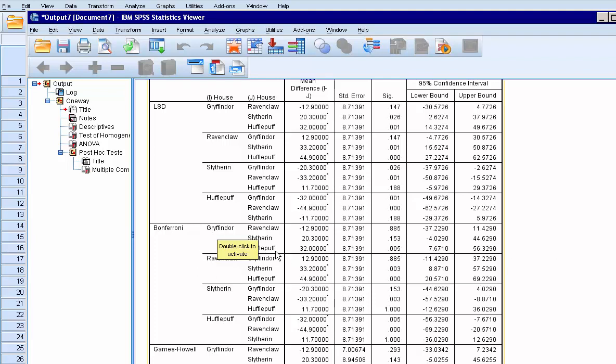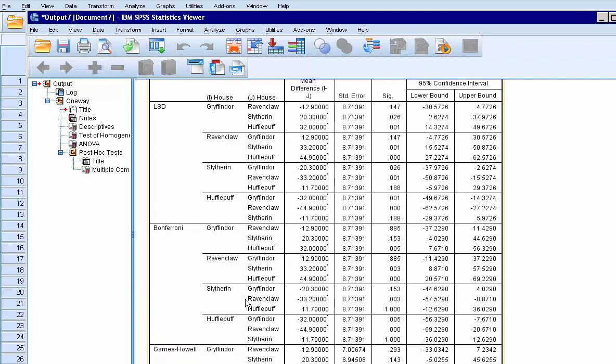And Gryffindor to Hufflepuff, you can see that there is significance here because it is less than 0.05. So that's one difference. Now we can move on to see what we have for Ravenclaw. Ravenclaw, again, Gryffindor, no difference. Ravenclaw compared to the Slytherin, you have a difference there. And then Ravenclaw compared to Hufflepuff, you also have a difference. Your p-value here is p is less than 0.001.